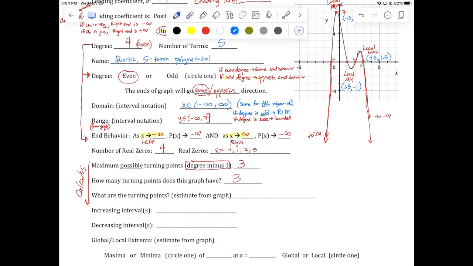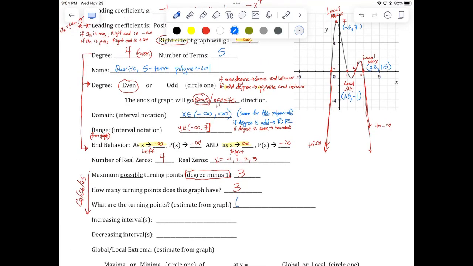What are the turning points? Estimate from the graph. Well, we just did that. Let's write them down here. -0.5, comma 7, 1.5, comma -1, and 2.5, comma 1.5.